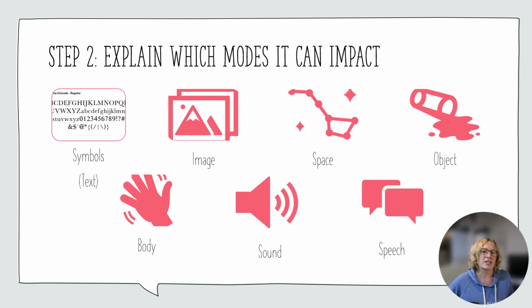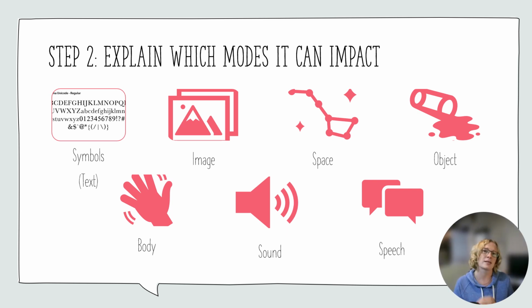The next thing you're going to do is to consider the modes that it can actually impact. So the 7 modes that we are focusing on in this course include symbols or text, images, space or how things are arranged, an actual object, body, which includes facial expressions and gestures, sound, and then speech. So those are the modes that you want to consider.